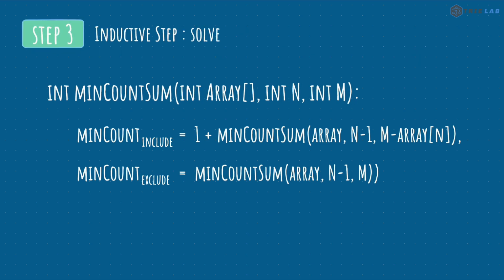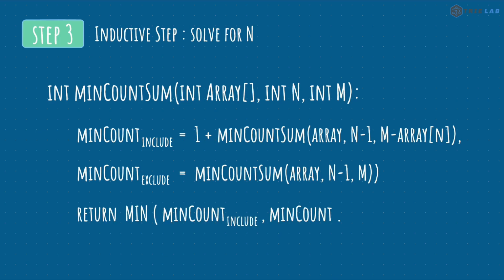And finally, in the next step, we take the inductive step and we take the minimum of both these subproblem results to find the smallest number of elements needed to reach the target sum.